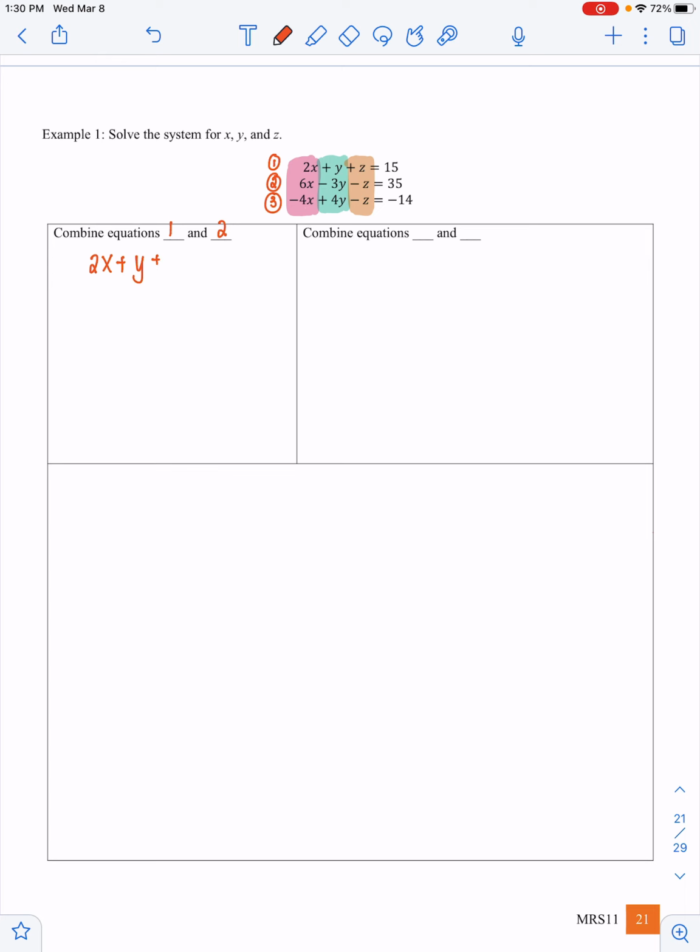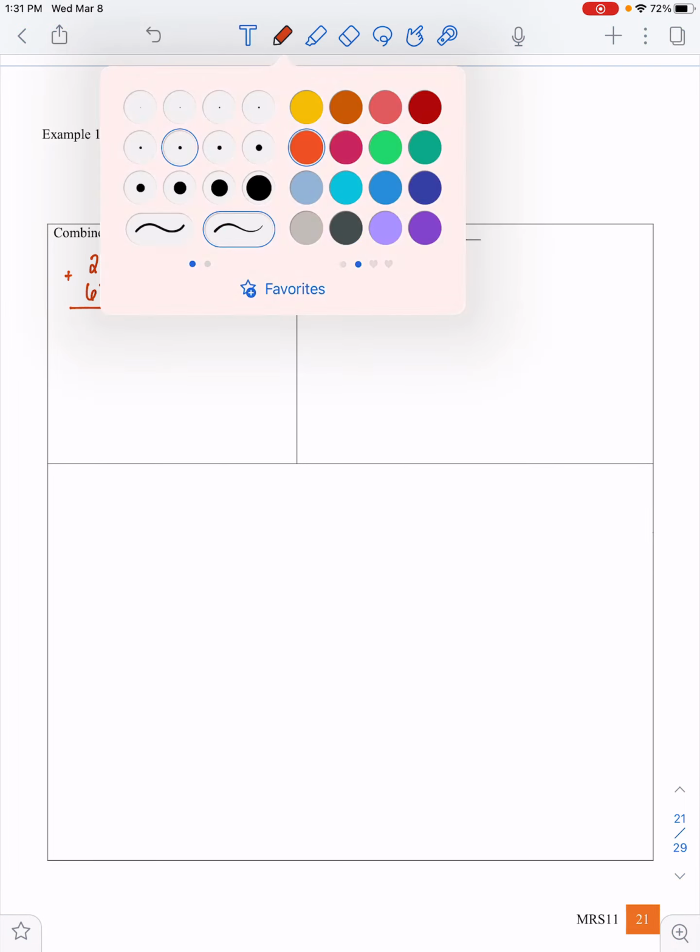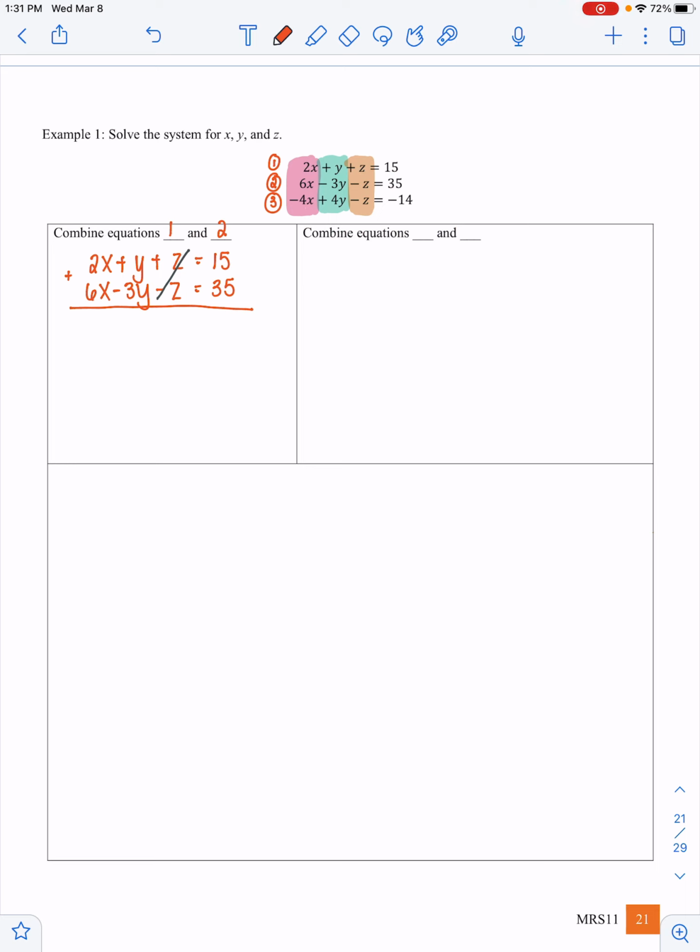2x plus y plus z equals 15. And then 6x minus 3y minus z equals 35. These are opposite coefficients, so if I add these 2 equations together, our z's should cancel out. Let's add straight down. 2x plus 6x is 8x. 1y plus -3y gives us -2y. And then 15 plus 35 gives us 50.